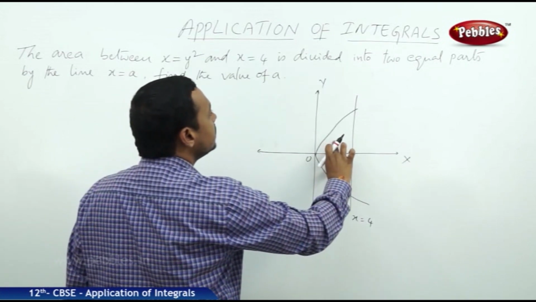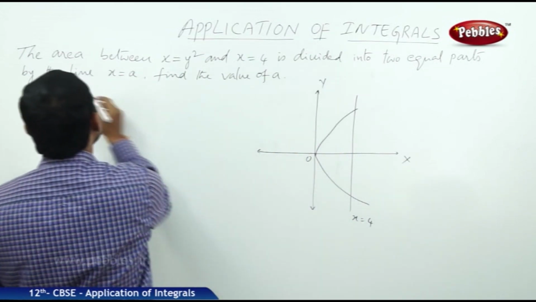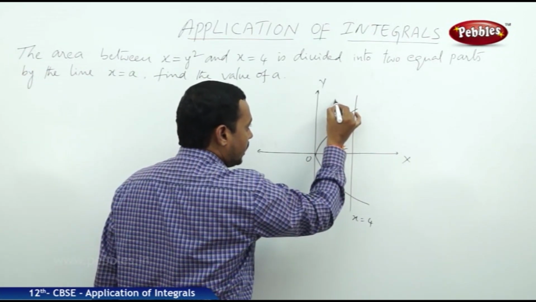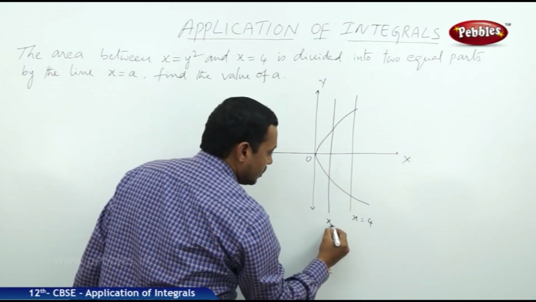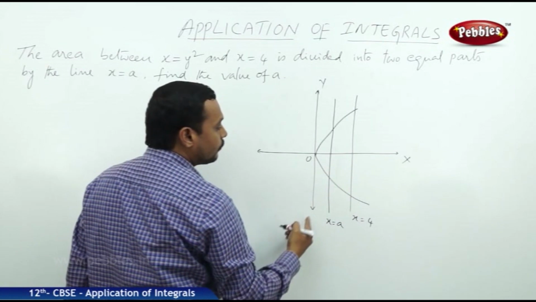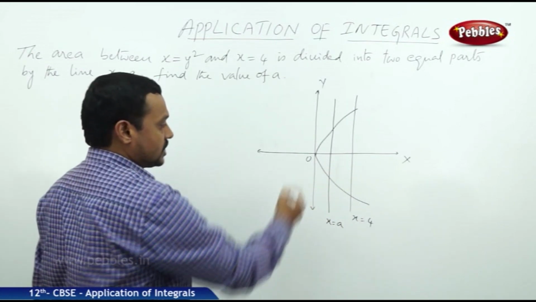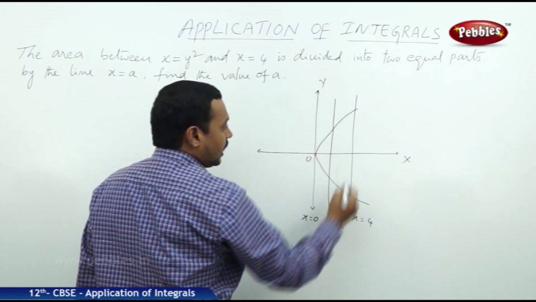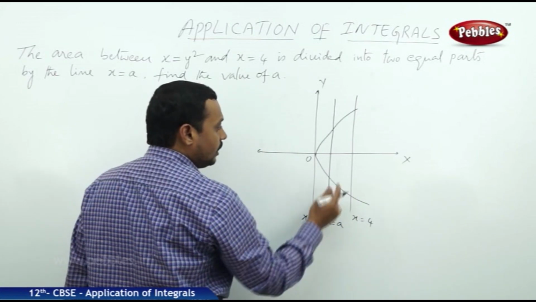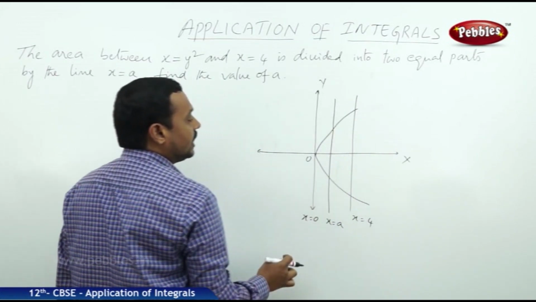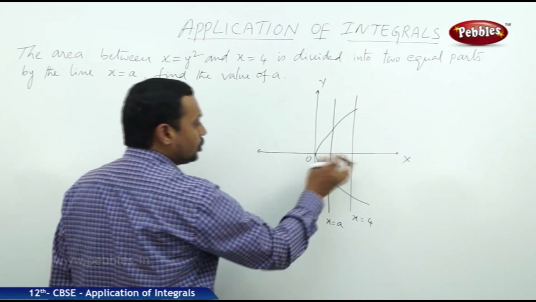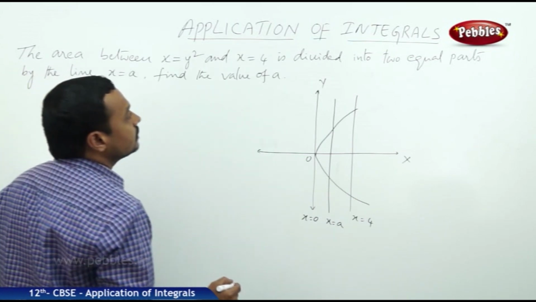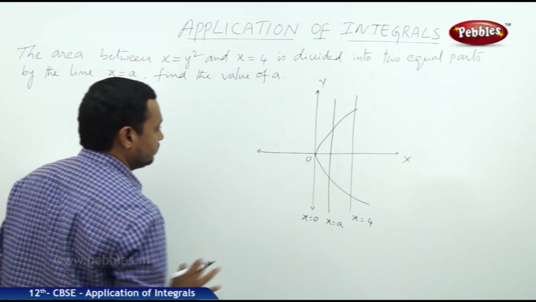But this area is divided into 2 equal parts by the line x is equal to a. That means the line x is equal to a is parallel to the y axis and midway between x is equal to 0 and x is equal to 4. Of course, x is equal to 0 means the y axis. This is x is equal to 4 given, and this total area is divided by x is equal to a into 2 equal parts. Okay, right. Now let us find the two areas and equate them.